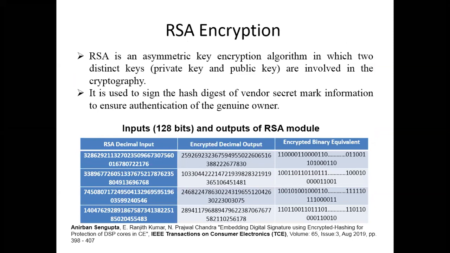For example, if you have an RSA decimal input which is 128 bits, imagine the 512-bit output that you had has been divided into 4 chunks of 128 bits. This 128-bit information is the RSA decimal input that has been fed, and the encrypted decimal output is shown in the next column. These will again be converted into encrypted binary equivalents, and that serves as the individual bit streams that need to be concatenated to produce a final bit stream. That becomes the final digital signature of the entire design of the vendor.